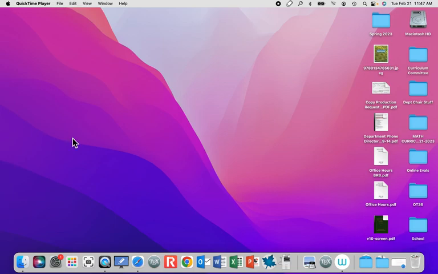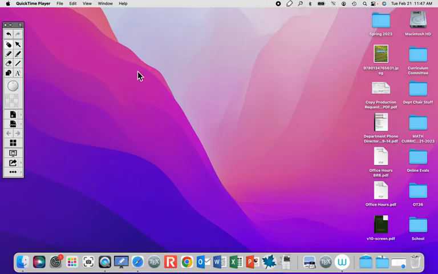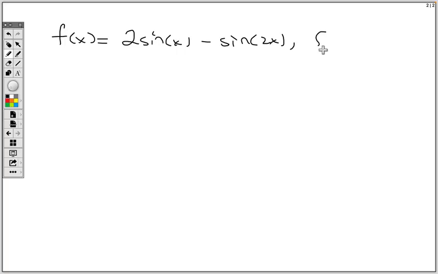Examples 3 and 6 here from section 4.3. Basically what we're doing is we're going to be using the first and second derivatives to analyze a function. In this case, the function we'll be looking at is 2 sine of x minus sine of 2x on the interval 0 to 2 pi.